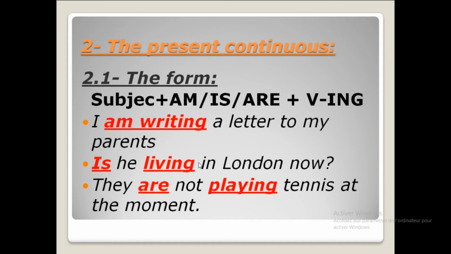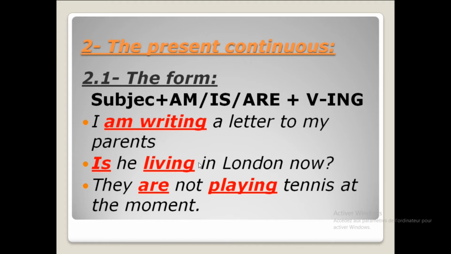Okay, let's move to the next one, the present continuous. So the form: subject plus verb to be in simple present, which is is, am, are, plus verb plus ing. Example, I am writing a letter to my parents. In this example, the subject is I, then the verb to be in simple present is am, plus the verb writing. We added ing and it becomes I am writing. And the sentence is in the affirmative form.